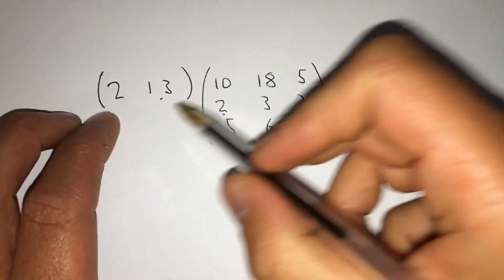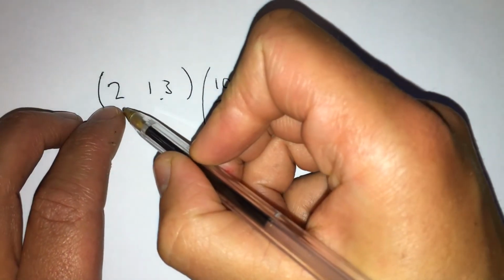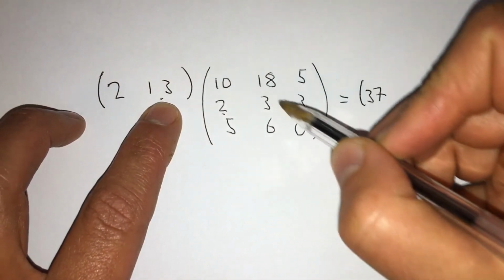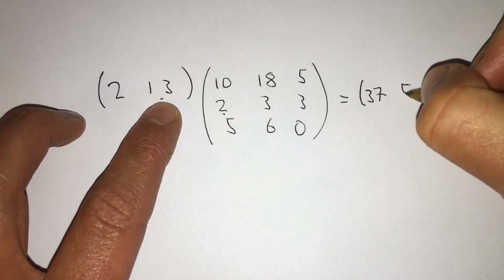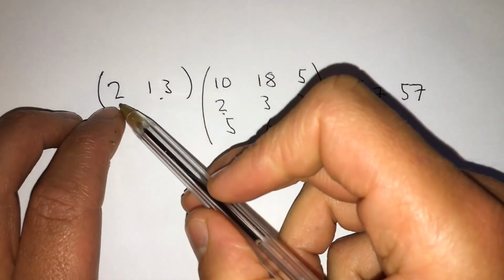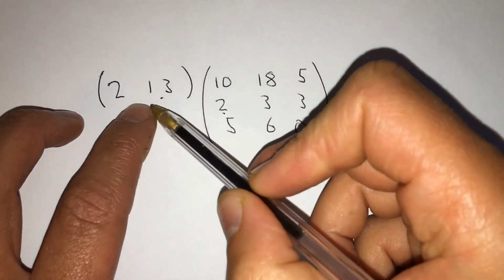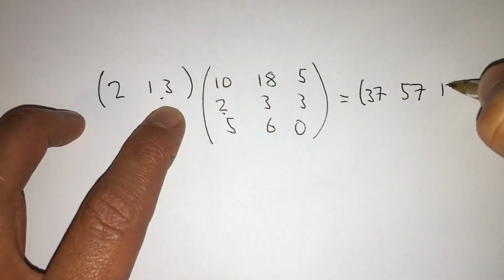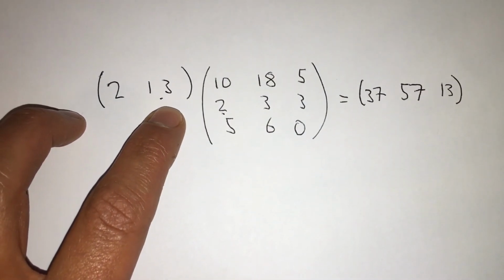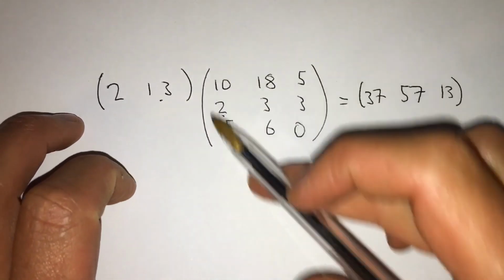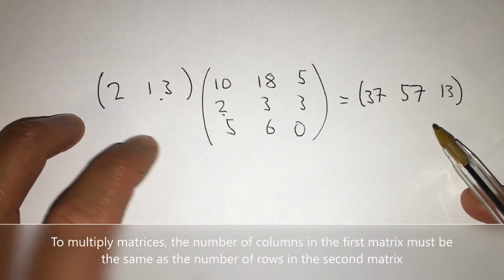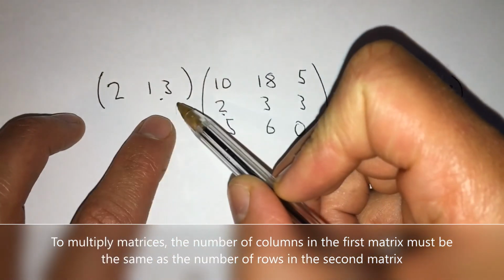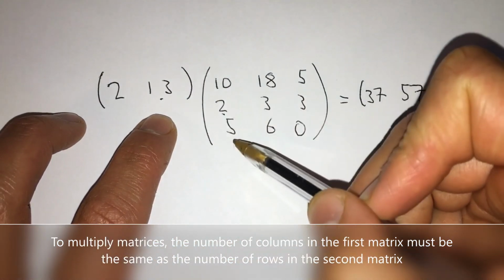And then next, we've got this row and this column. 2 multiplied by 18 plus 1 multiplied by 3 plus 3 multiplied by 6. And that gives us the 57. And the last one, 2 multiplied by 5 plus 1 multiplied by 3 and 3 multiplied by 0 gives us the 13. And that's how multiplying matrices work. The key thing to notice is that you need to have the same number of columns here as rows here.